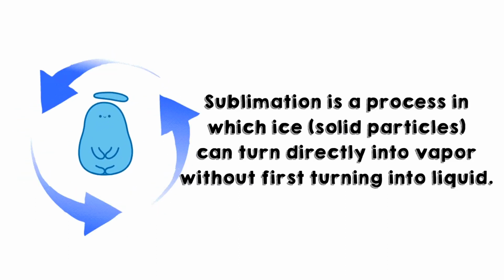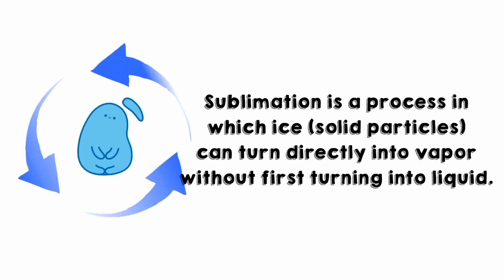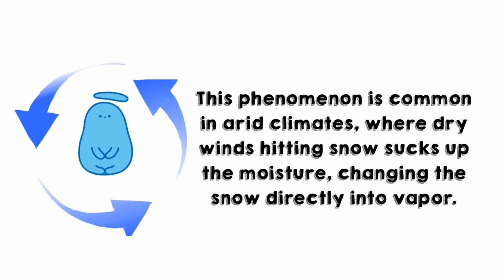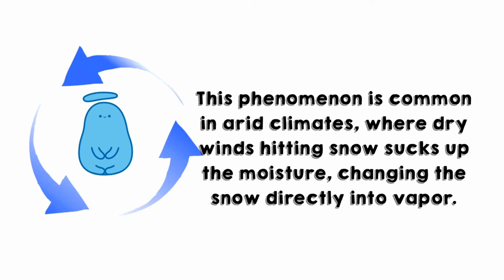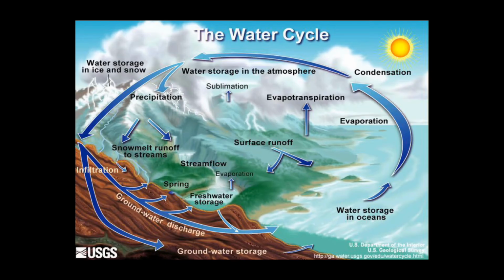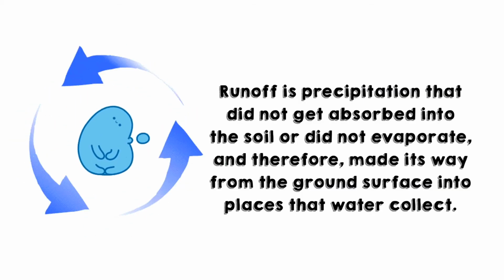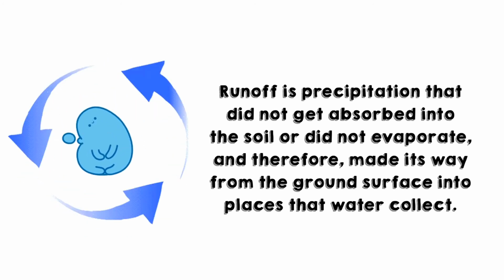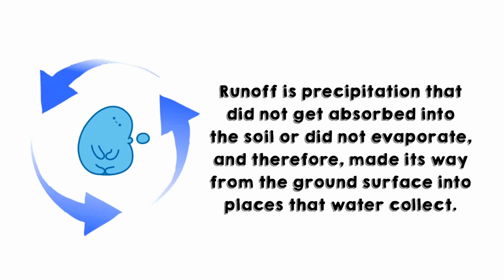Sublimation is a process in which ice, solid particles, can turn directly into vapor without first turning into liquid. This phenomenon is common in arid climates where dry winds hitting snow suck up the moisture, changing the snow directly into vapor. Runoff is precipitation that did not get absorbed into the soil or did not evaporate and therefore made its way from the ground surface into places where water collects.